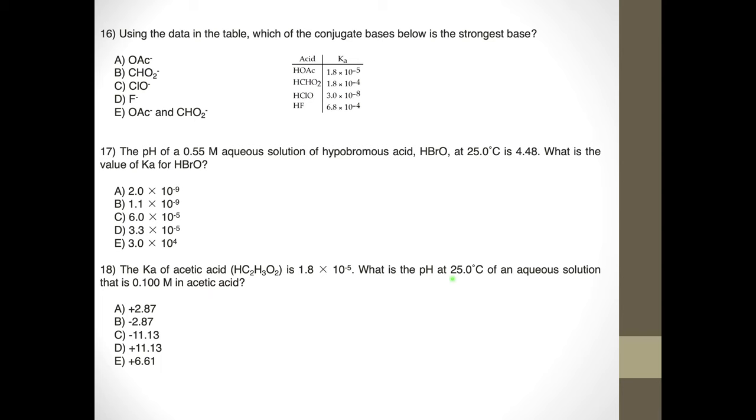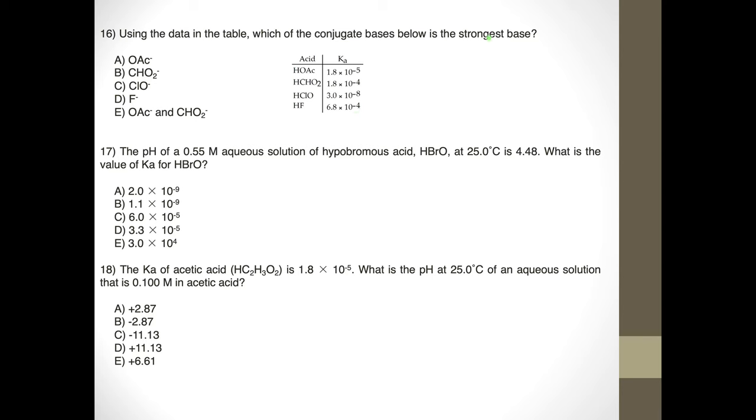Number 16, using the data in the table, which of the conjugate bases below is the strongest base? All of these are conjugate bases of the acids here. If you have a strong acid, you will produce a weak base. If you have a weak acid, you're going to produce a strong base.